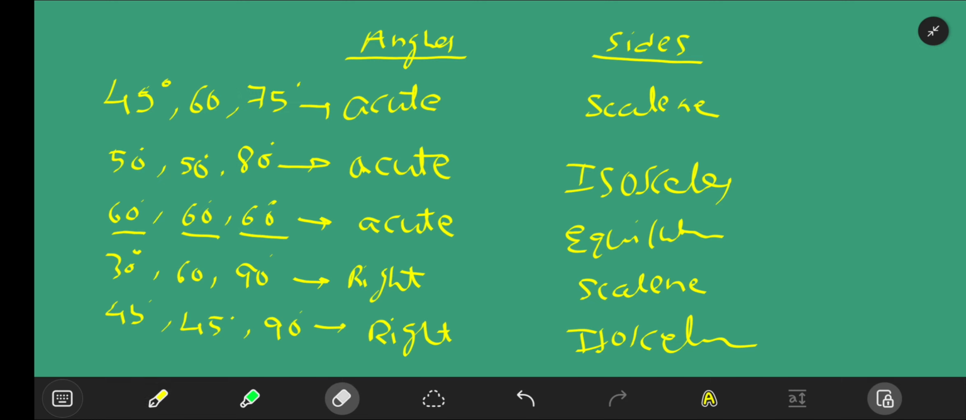Isosceles triangle. Okay. I will do some more examples so that you will get a clear understanding. Suppose 20 degrees, 40 degrees and 120 degrees, and 35 degrees, 35 degrees, 110 degrees. Okay, these are the two.